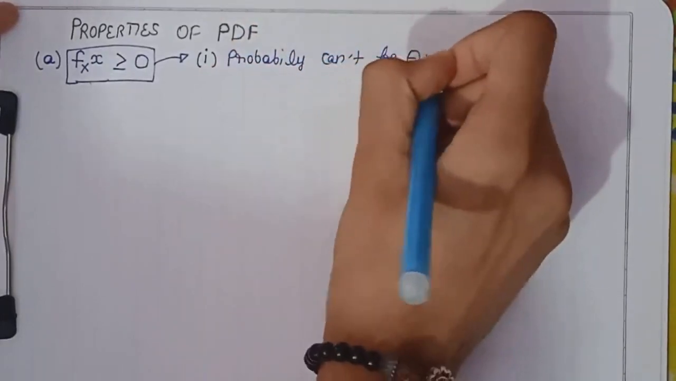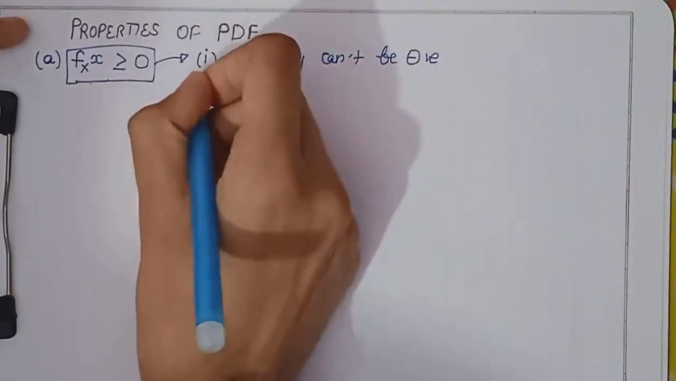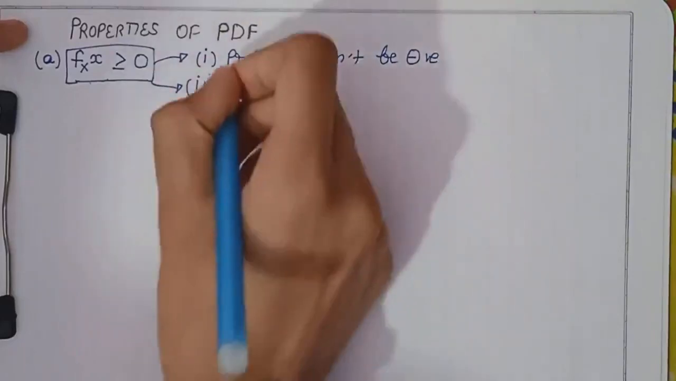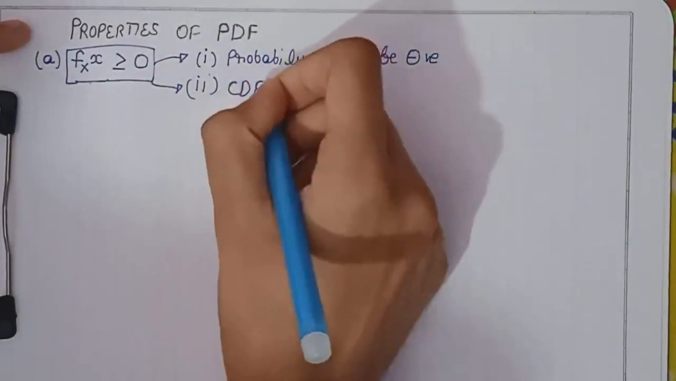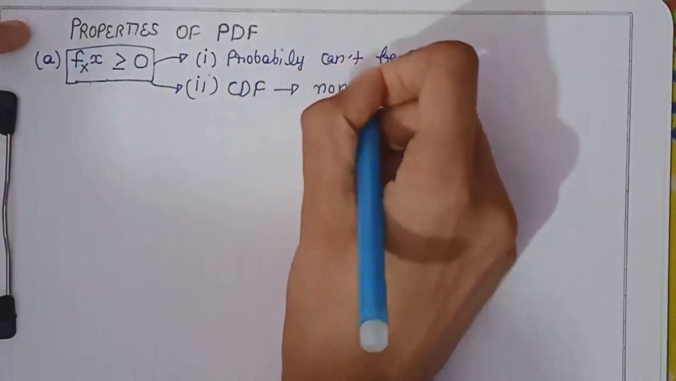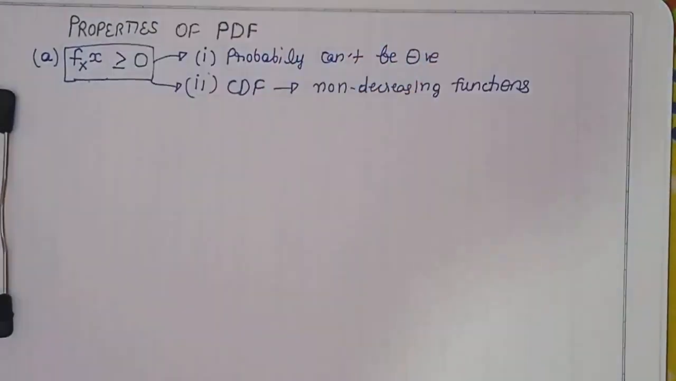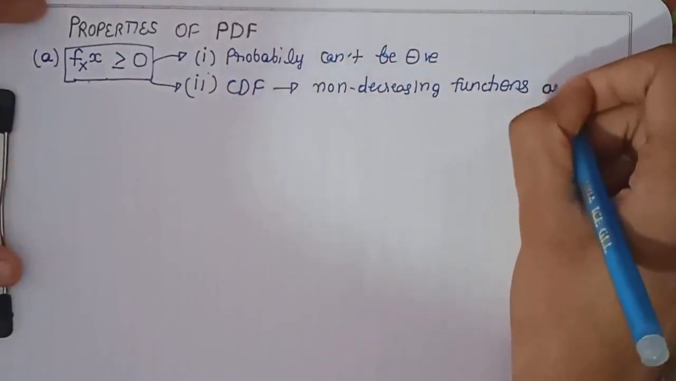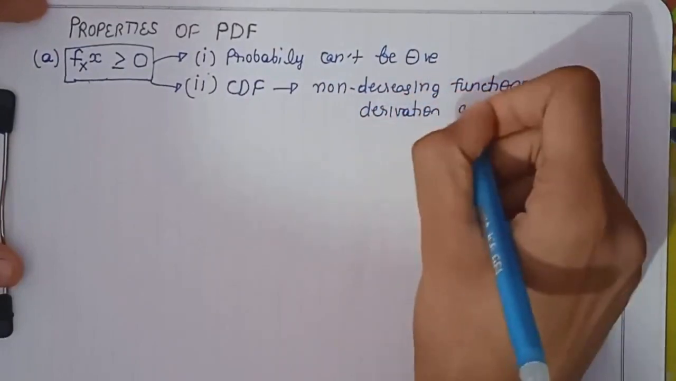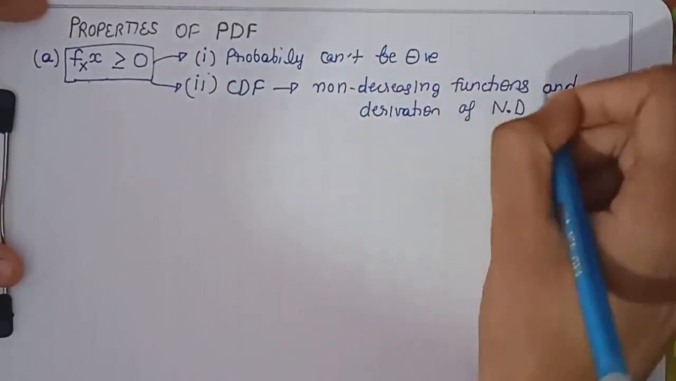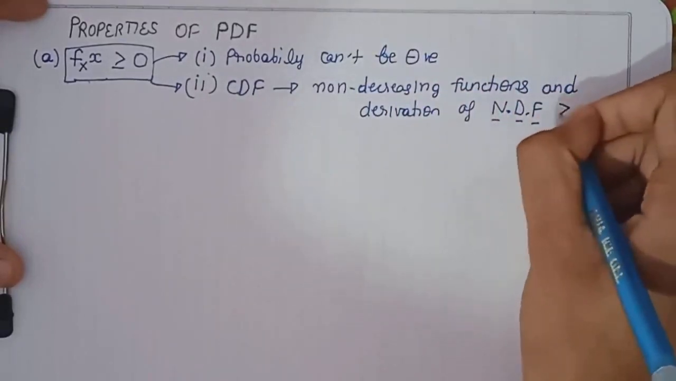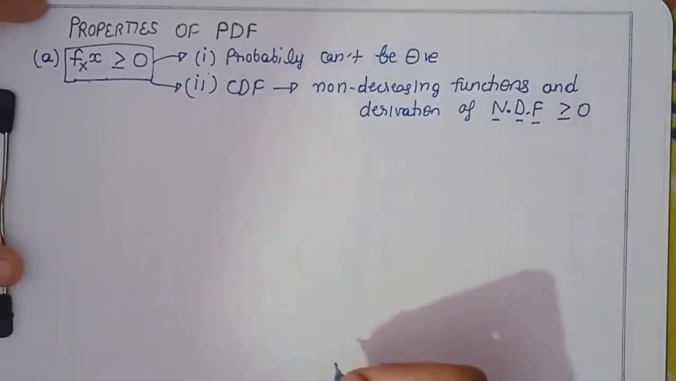it can't be negative, or you can understand it by linking with the property of CDF. We know, as we have studied in the previous session of CDF, that CDFs are non-decreasing functions, and the derivative of a non-decreasing function is always greater than or equal to 0.